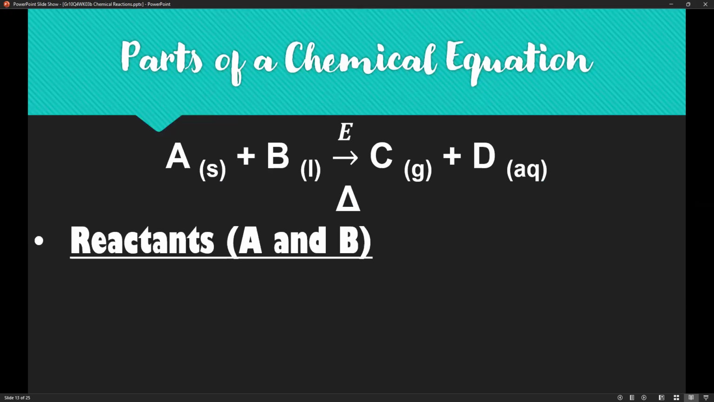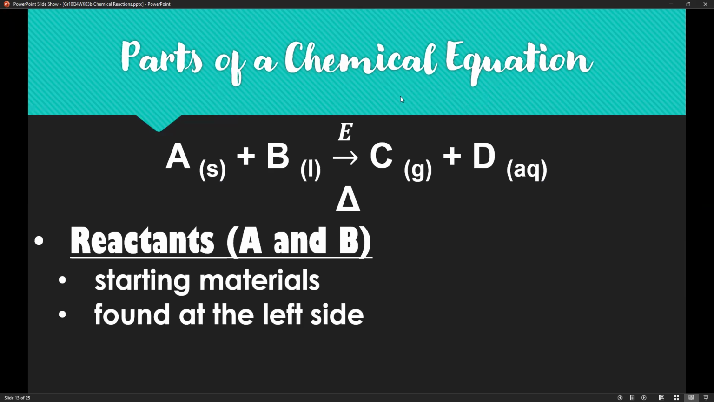We call them the reactants. Reactants are the starting materials, and they're always found at the left side of the arrow. So any reagent, regardless of the number, regardless of the size, regardless of the length, as long as you find them at the left side of the arrow, we call them reactants.